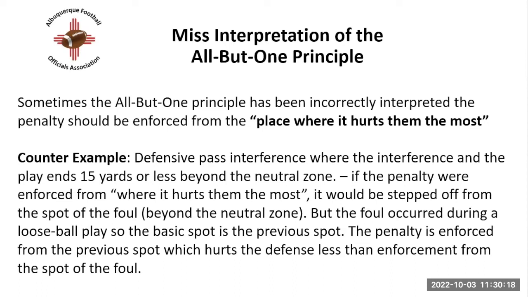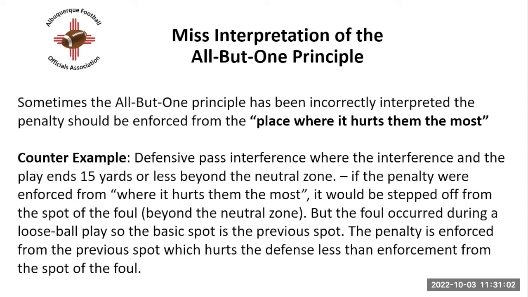Here's a counterexample. If the defense has pass interference where the interference and the play ends 15 yards or less beyond the neutral zone. So let's say you're on the 20-yard line going out, and this play, the pass interference and the end of the catch end somewhere between the 20 and the 35, okay? If this were enforced from where it hurts them the most, it would be stepped off from the spot of the foul, okay? Say the catch was made at the 20 and the previous spot was the 10-yard line, for example. Well, you'd be going 15 yards from the 20, not 15 yards from the 10.